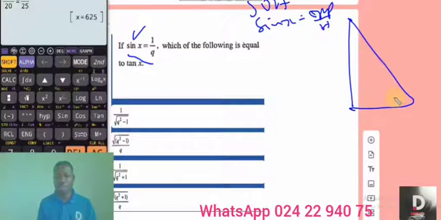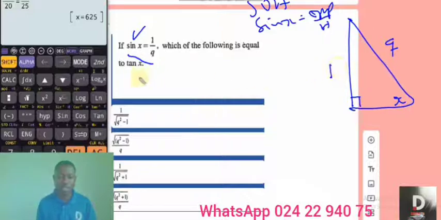Let me put my x here. What is the opposite? Here. So here is the one. Opposite over hypotenuse. What is the hypotenuse? Here should be the q. Do you agree? So just label it as it is. Opposite over hypotenuse. You identify the opposite with the angle. Hypotenuse is non-negotiable because of this.